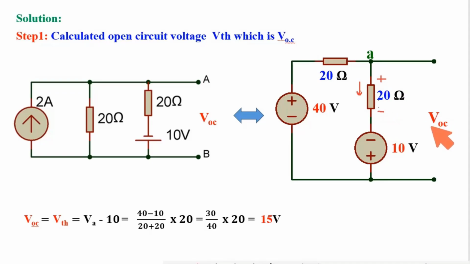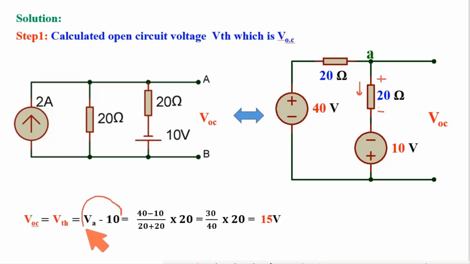So what will be VOC? VOC is this potential drop minus this one, because these have opposite polarity. This is plus minus, this is minus plus. So the potential drop across this minus 10 volt is the open circuit voltage.